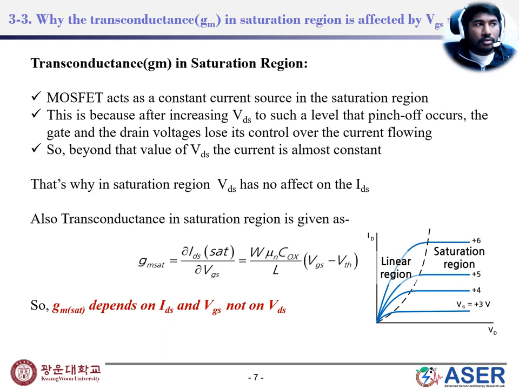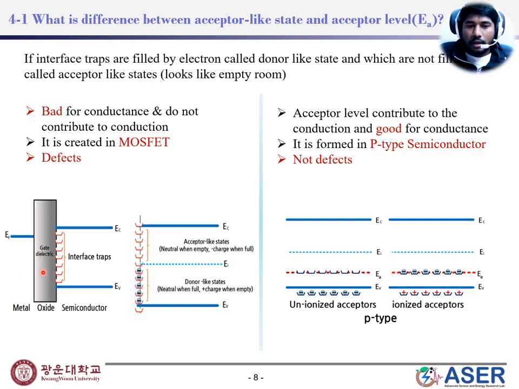Okay, what is the difference between acceptor-like state and acceptor level? When the gate dielectric is formed, some interface traps are created in the bulk. At the interface, if the interface traps are filled by electrons, it is called a donor-like state. If they are not filled, it is called an acceptor-like state. So the question here is the difference between acceptor-like state and acceptor level.